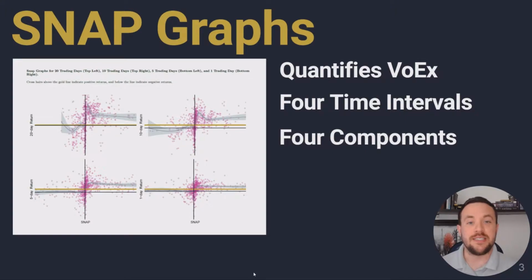The next component is the squiggly line with the blue shading. That is the snap algorithm's model of the behavior of VoEx to price for this given stock.